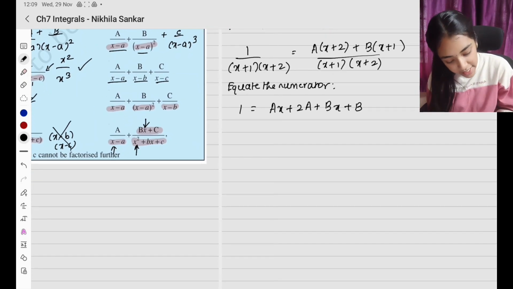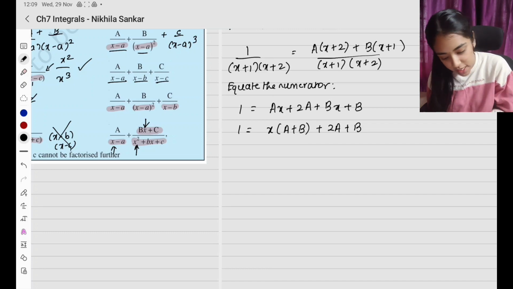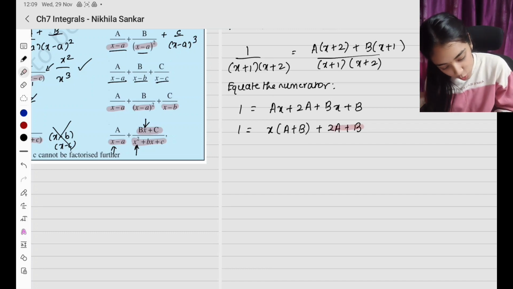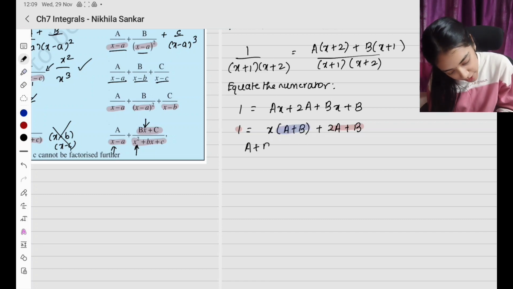I'm going to club the x terms and the constants separately. So 1 equals x into a plus b. This is my x term plus constant என்னலாம் இருக்கு? 2a plus b. So now what do I see? Constant 2a plus b can be equated to 1. But I see that x oda coefficient க்கு எதுவுமே இல்ல, so it is going to be 0. So basically a plus b equals 0.